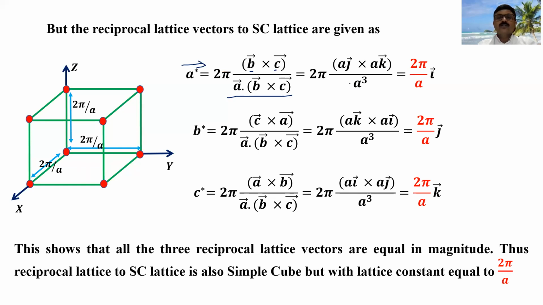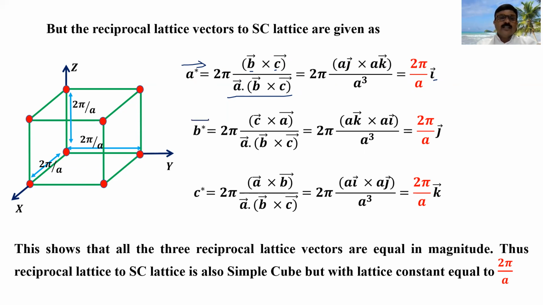Using the values of B cross C, we have obtained that vector A dot vector B cross vector C is equal to A cube, which is the volume of the unit cell. So this A into A will be A square, and this A square from this A cube will get cancelled, and you will get the remaining term as 2 pi by A multiplied by vector J cross vector K. But vector J cross vector K is nothing but vector I from the vector identity. So you will get reciprocal lattice vector A star is equal to 2 pi by A into this unit vector I. Remember, A is the magnitude of the primitive translational vector in the direct lattice.